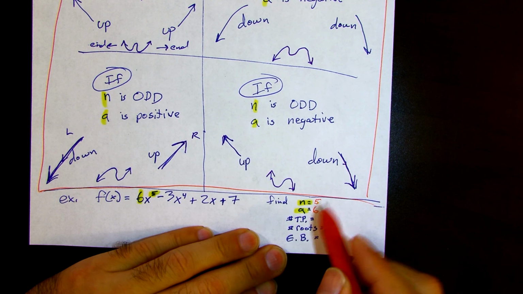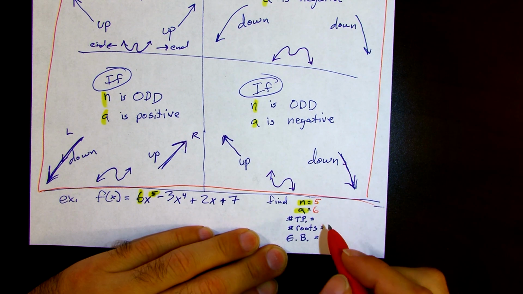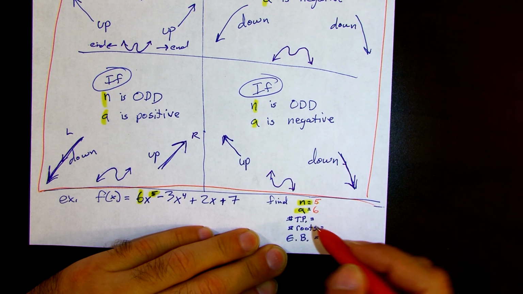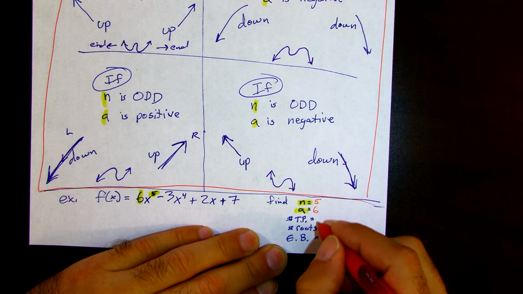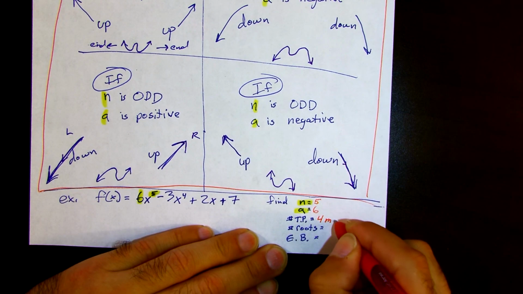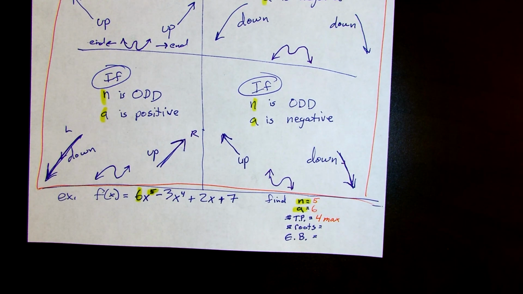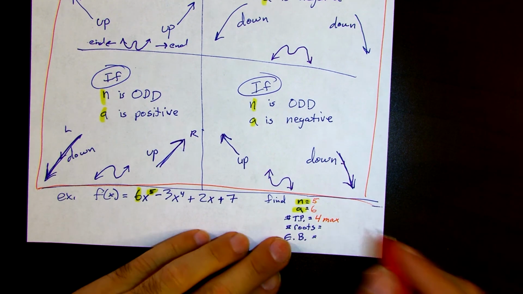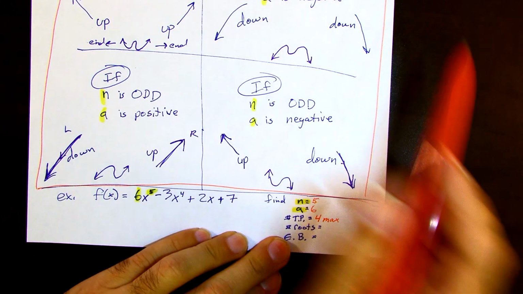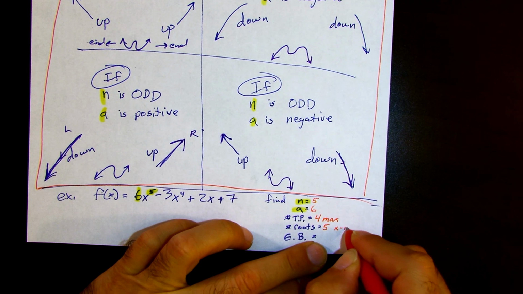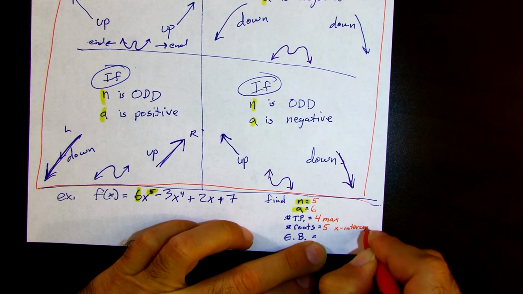Now, turning points are going to be n minus 1. So guess how many turning points? Go to n, it's 5. So number of turning points is going to be 4 maximum. 4 maximum. It's not always to the max. It might turn once or twice or 3 times, but 4 is the maximum. Number of roots is equal to n. There's going to be 5 x-intercepts. That's our roots, remember.